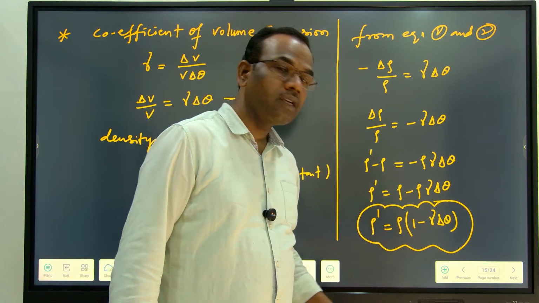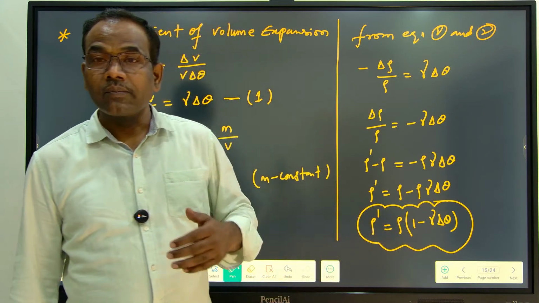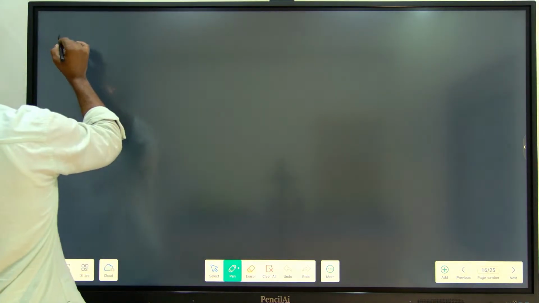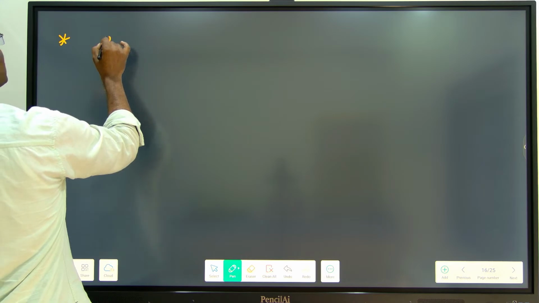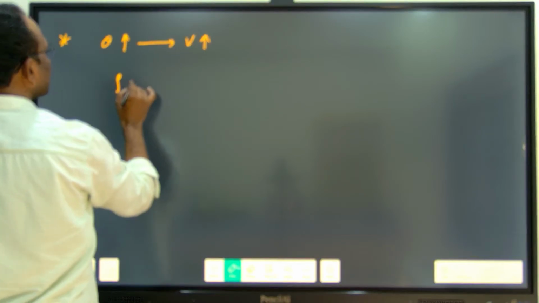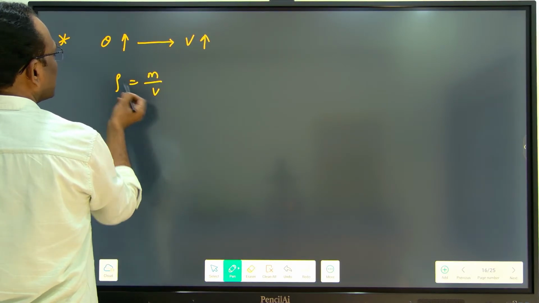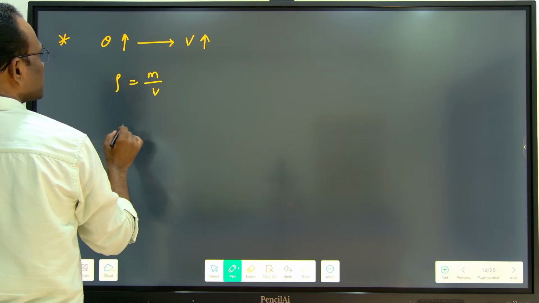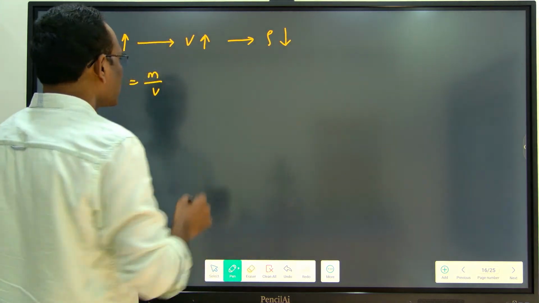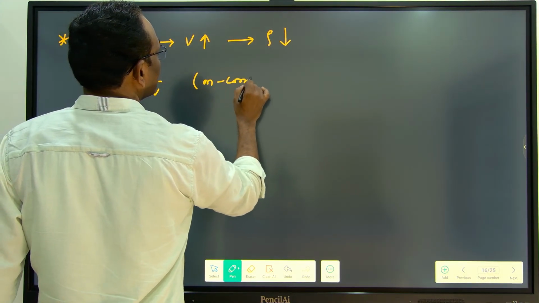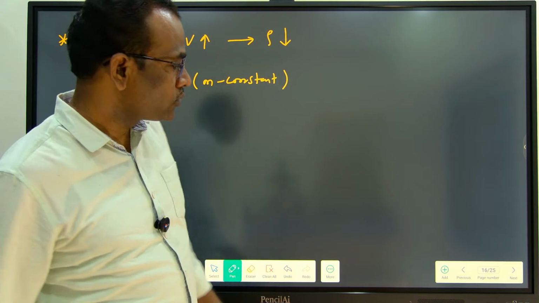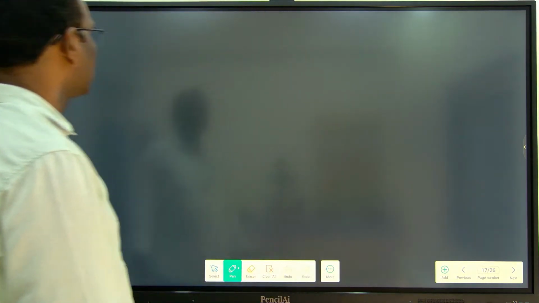See, there is a minus sign here. That's why it is very clear: when temperature increases, volume increases. We know the density formula is mass by volume. Rho and volume are inversely proportional, that's why rho decreases. Mass is constant here. Simple. But if a calculation is asked, use the formula.